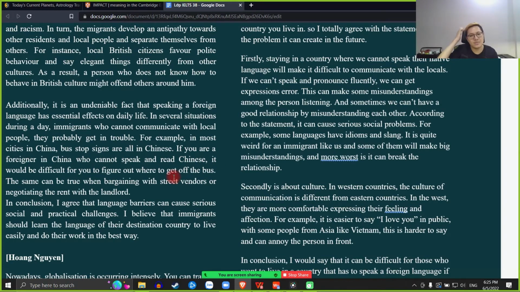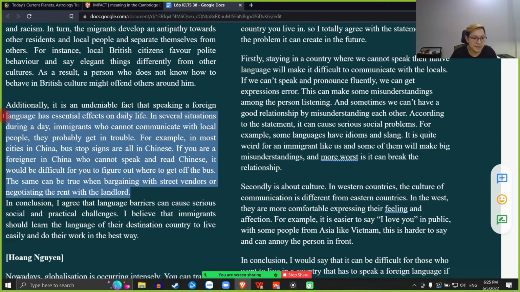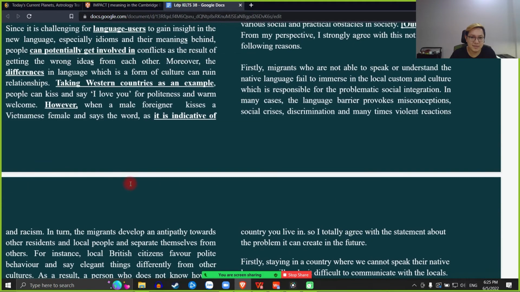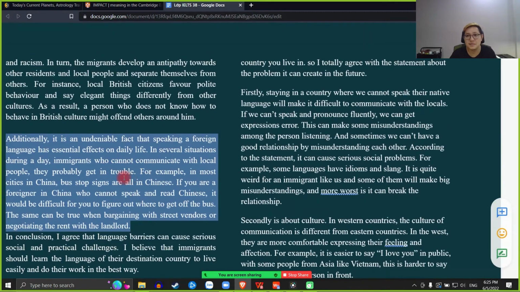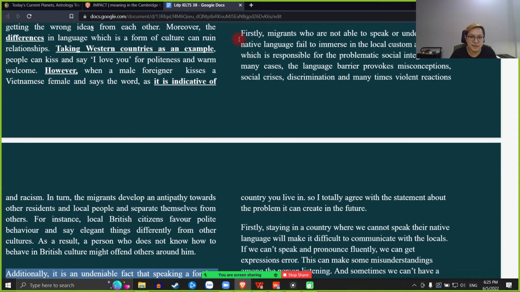Cái đoạn 2 này nó cũng lạc đề nhưng mà lạc đề ít hơn. So the second body paragraph is also out of topic, but it's less out of topic than the first one. Đoạn 1 là lạc đề nặng luôn á, nói về migrants không à. So the first paragraph you only talk about migrants only.